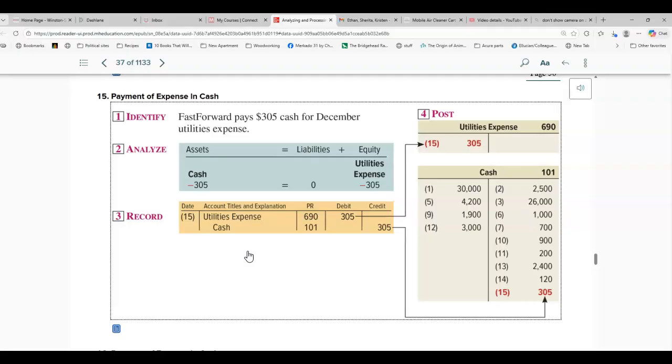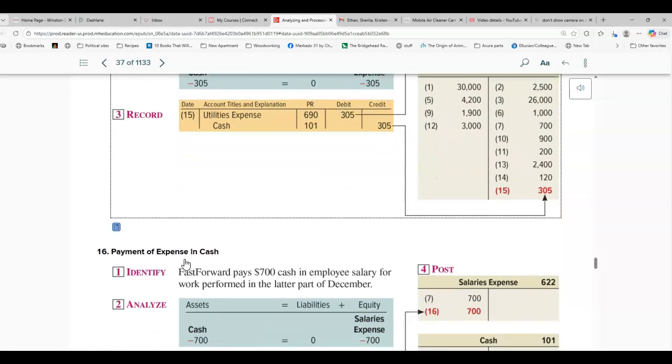We paid an expense in cash. We paid $305 for utilities expense. This is going to be a credit to cash and a debit to expense. So expenses, remember, are increased by debits, even though they're in the equity section. Utilities expense in the journal, debit, $305. Cash in the journal, $305. Credit. Posting references. Don't forget the posting references.